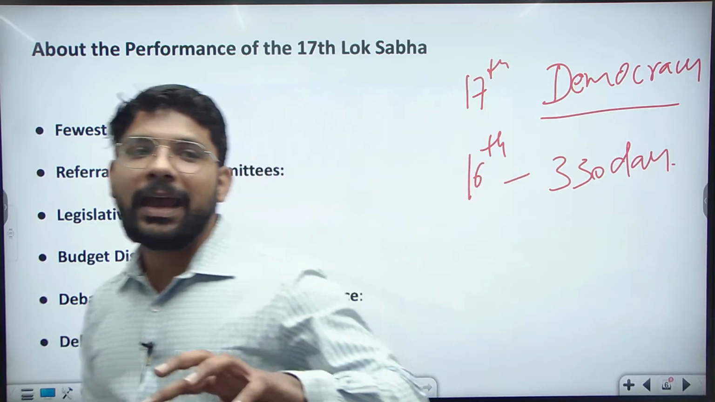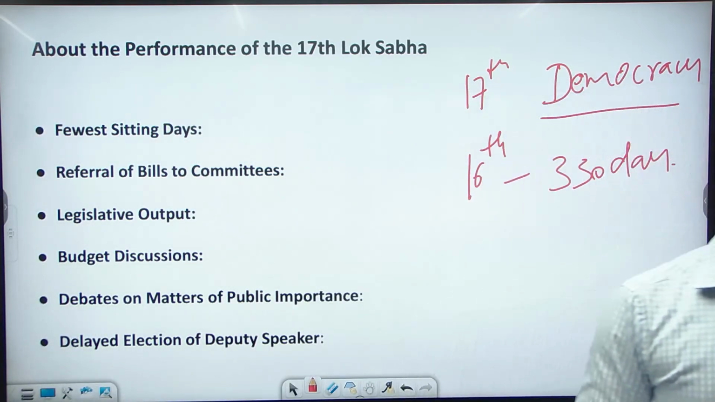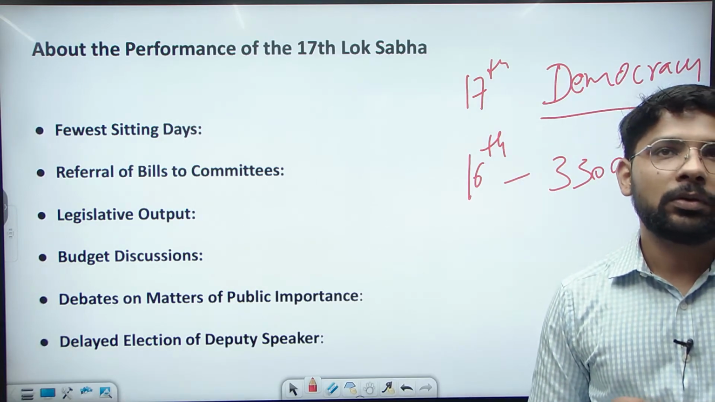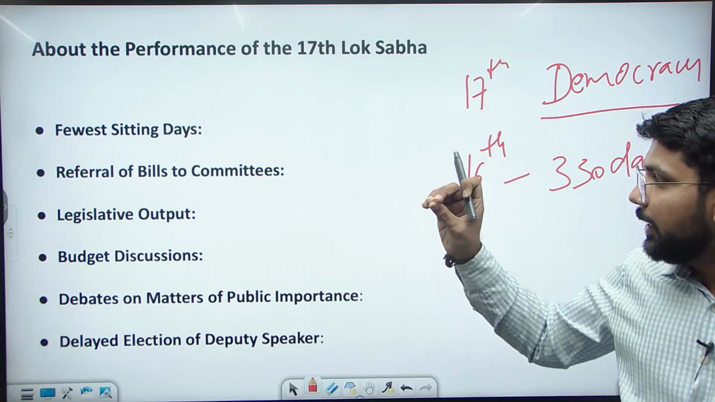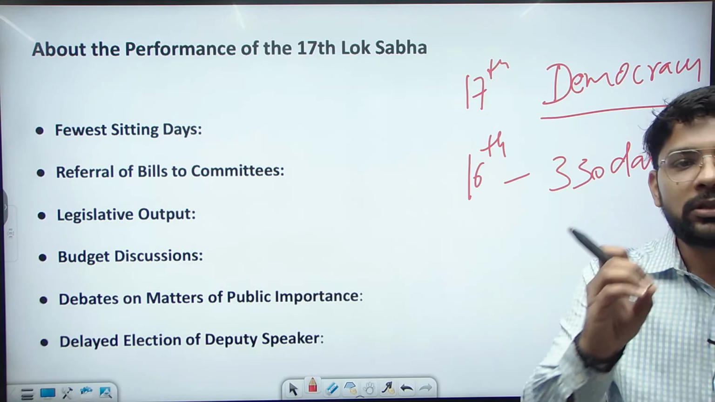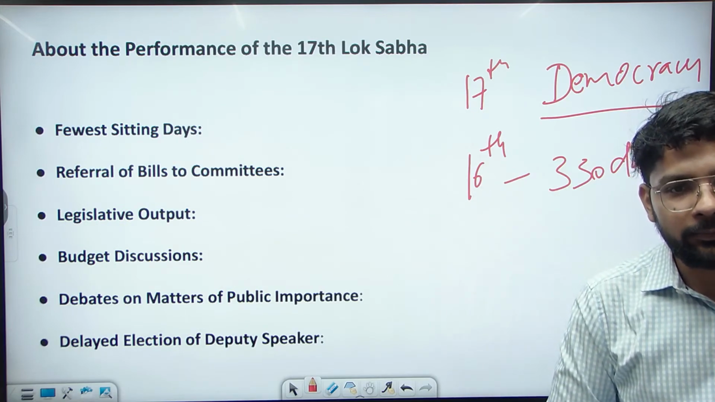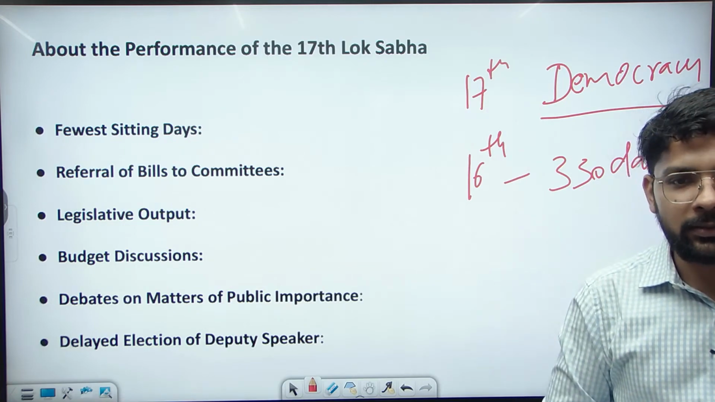So that means on average only 50 to 55 days in a year. So the question can be framed on these types of topics, like: it has been seen that in the last 5 decades, the working of the Lok Sabha and the Rajya Sabha has continuously declined. What can be the impact on democracy and governance? Analyze.